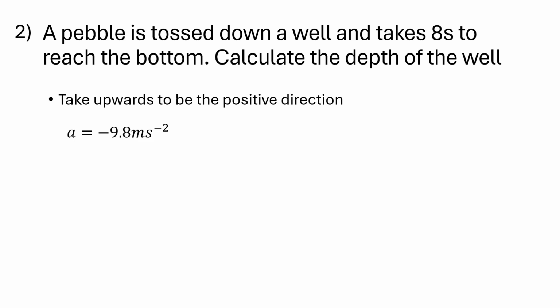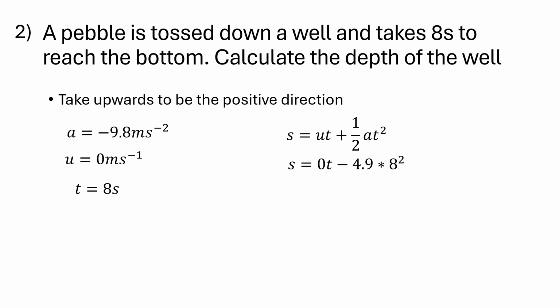So our initial displacement will be 0. Time will be 8 seconds. We get given that straight away too. So we're trying to calculate the depth of the well. We can find that by finding a displacement. So, like before, we can use S equals UT plus half AT squared. Here we can just substitute our values in, and we get a displacement that is a negative value.